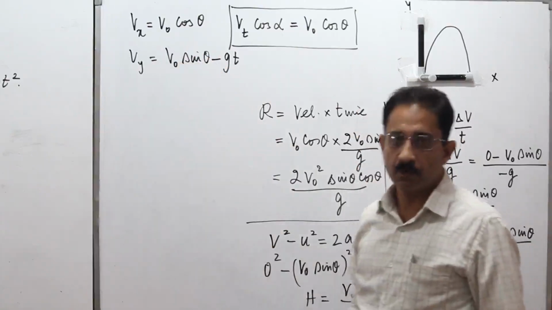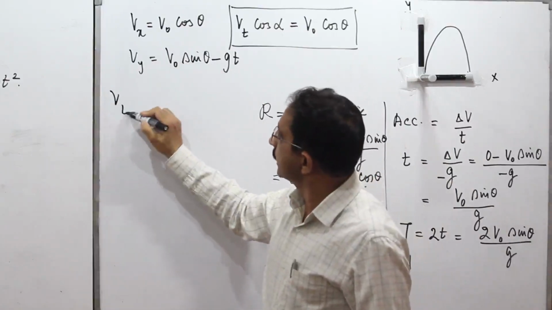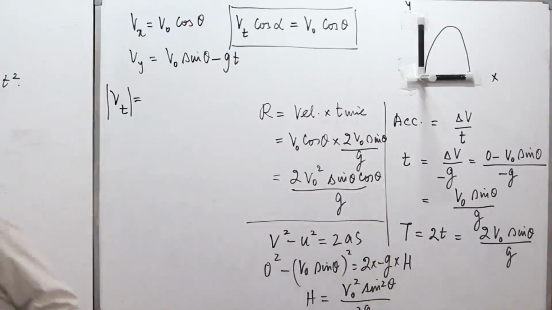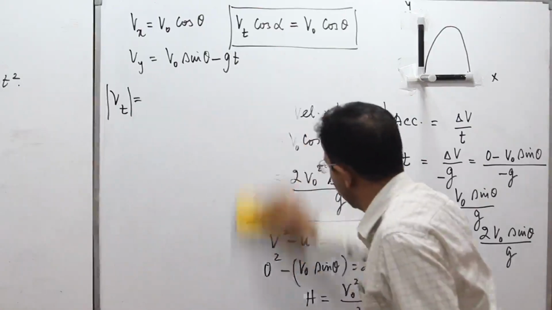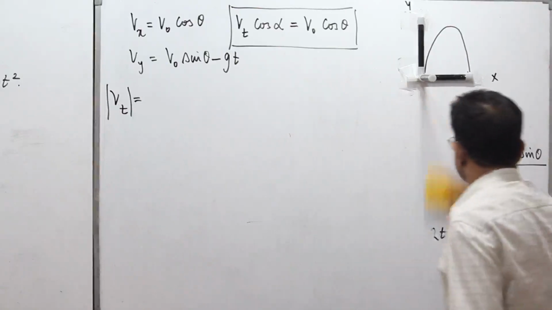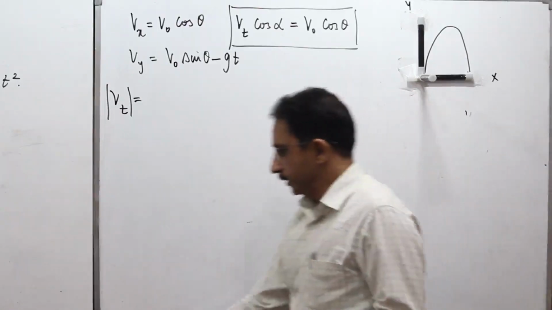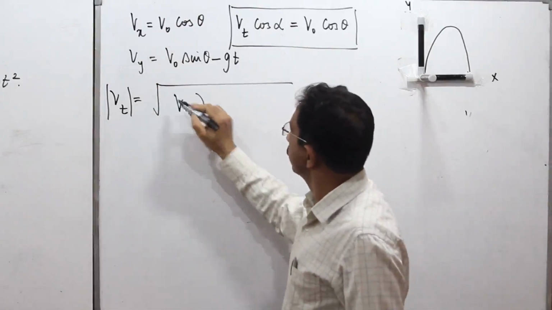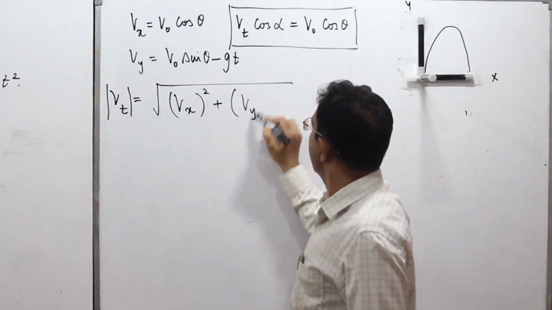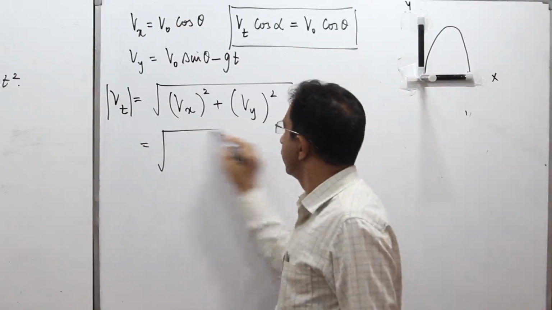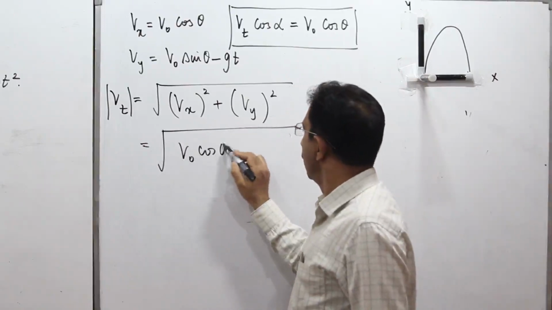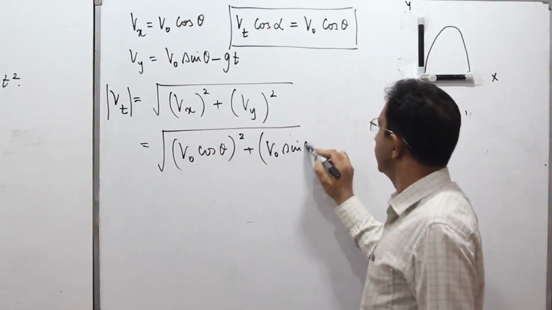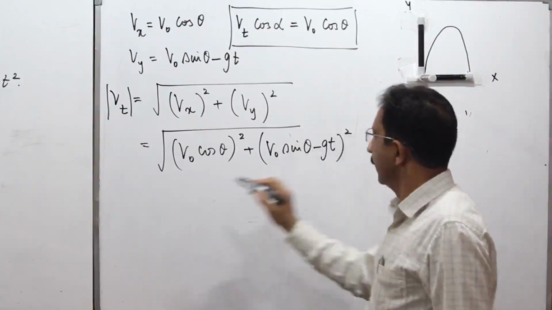Our answer has come about vt, which is velocity of the projectile at any point. उसका जो magnitude होगा, that magnitude is given by the formula. I have the formula with me now. This will be like this. So it is under root of vx square, that is vx whole square plus vy whole square. I substitute for vx, which is v0 cos theta whole square. I substitute for vy, which is v0 sin theta minus gt whole square. I get the result.